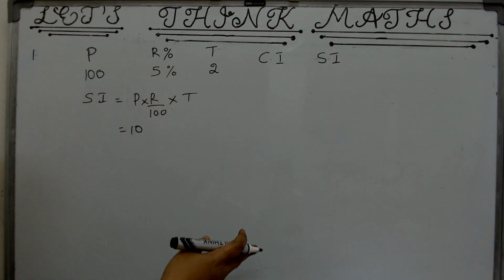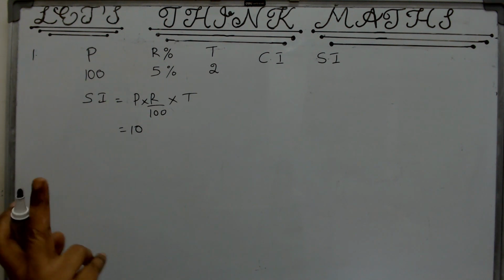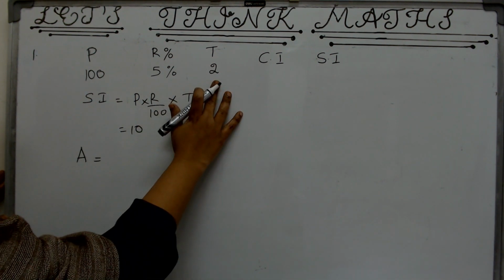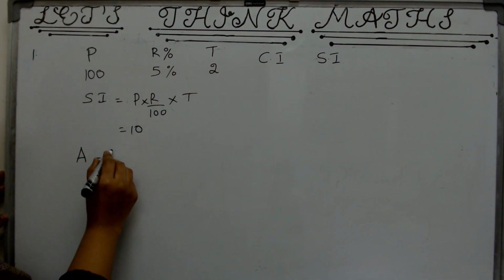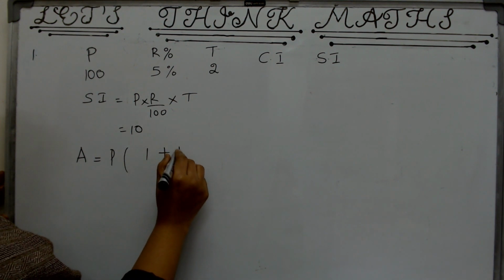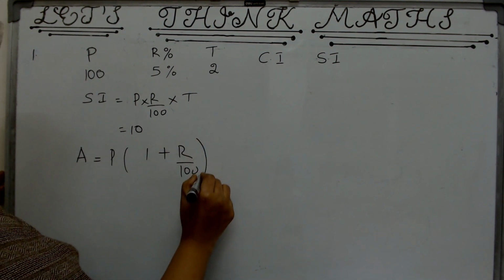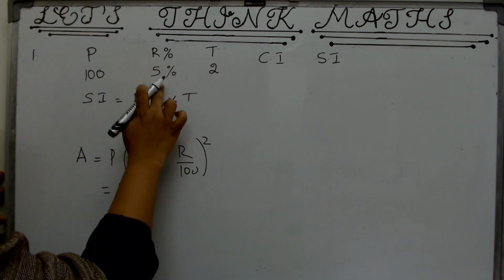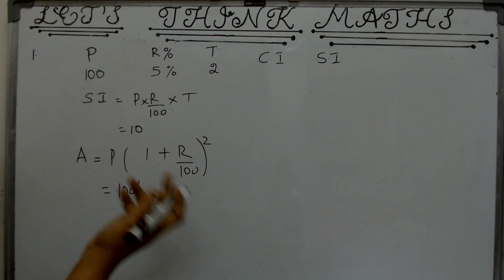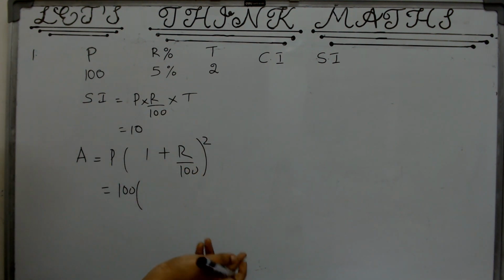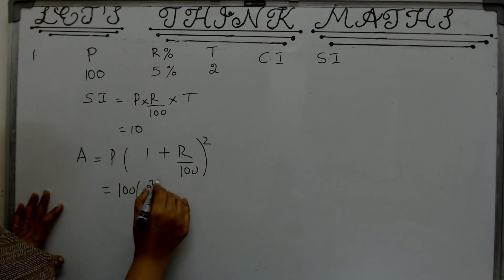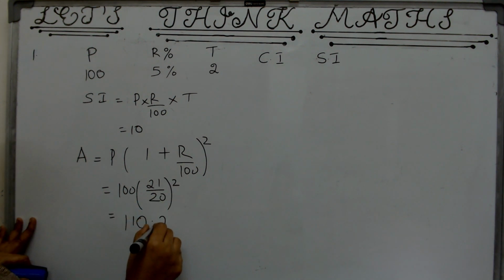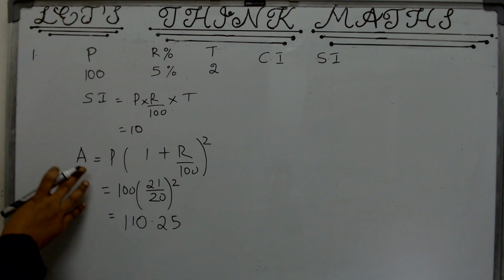What is the compound interest? Remember, we do not have the formula for compound interest. What we have is for the amount at the end of 2 years. That is what we have. And what is that? That is principal into 1 plus R by 100 raised to T, which is 2. So what is your principal? It is 100. What is your R by 100? It is 5 by 100, which is just 1 by 20. So 1 plus 1 by 20 would be 21 by 20, the whole square, and 110.25. But remember, this is just the amount.